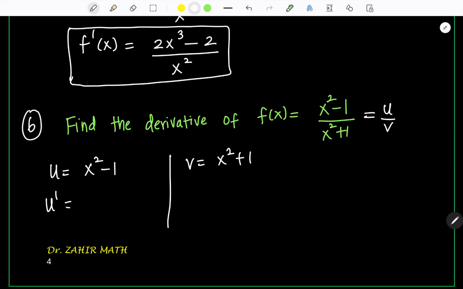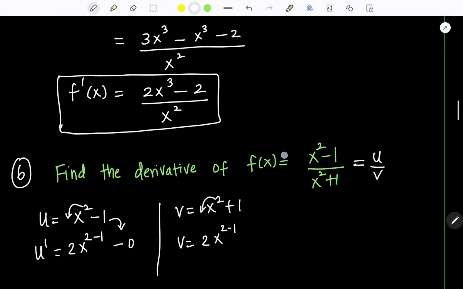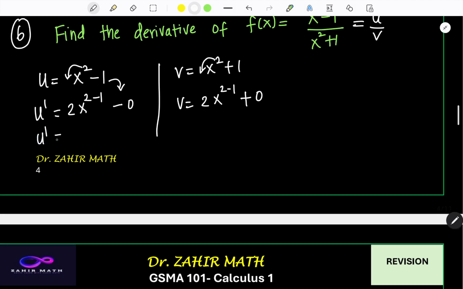What is the derivative u dash? 2 comes here, 2x to the power of 2 minus 1. What's the derivative of 1? 0. And for v, 2 comes here, 2x to the power of 2 minus 1, and the derivative of 1 is 0. So u dash is equal to 2x. v dash is equal to 2x. So u dash is also 2x, v dash is also 2x.